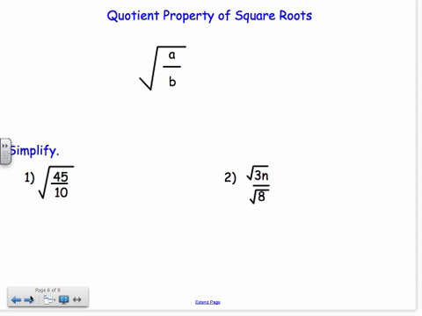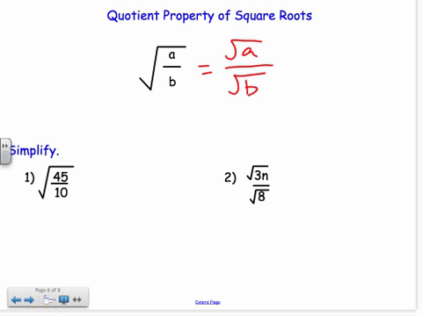Okay, we also have a quotient property for it, so I can actually break up my square root for division, just like I did multiplication. So I can take the square root of a over the square root of b. I can break that square root bar. But the key here is, I don't want a square root in the denominator. Okay? So to get rid of a square root in the denominator, I have to multiply it by itself. I'll show you what I mean.